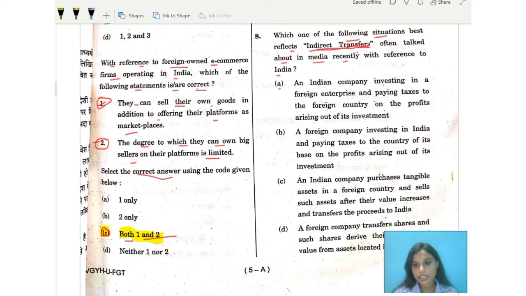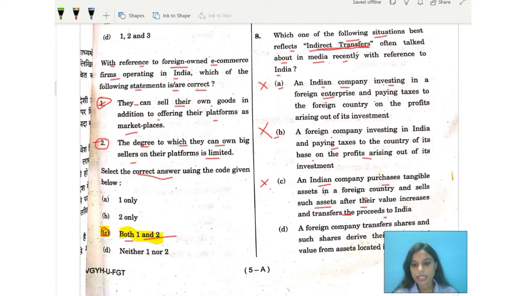If we go through the statements, option A says an Indian company investing in a foreign enterprise. No, it's not that. What about option B? A foreign company investing in India and paying taxes to the country of its base on the profits arising out of it. No, it is also not correct. Option C: an Indian company purchases tangible assets in a foreign country, sells such assets after their value increases and transfers the proceeds to India. No, this is also not correct.